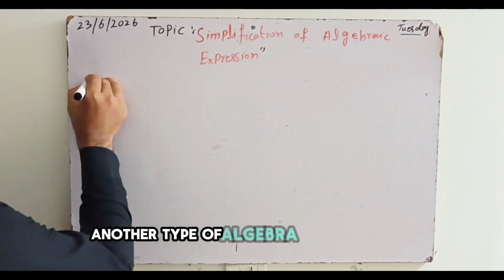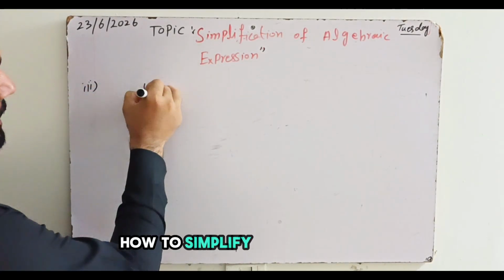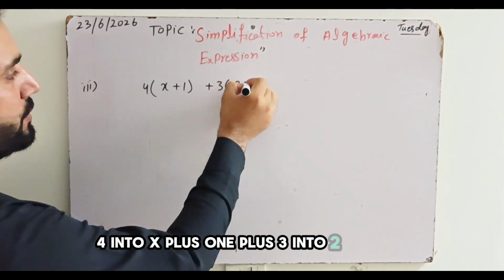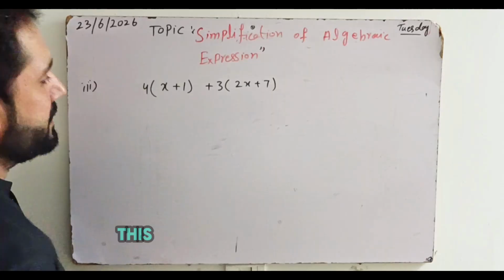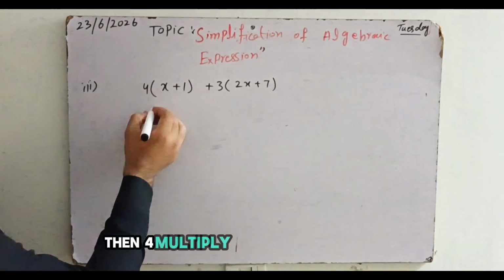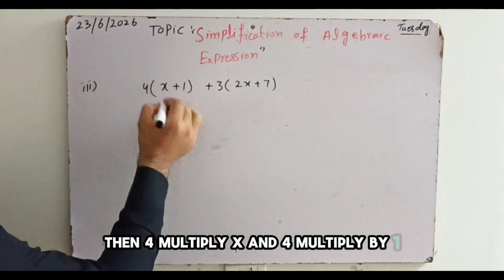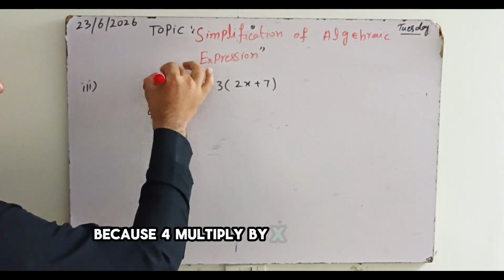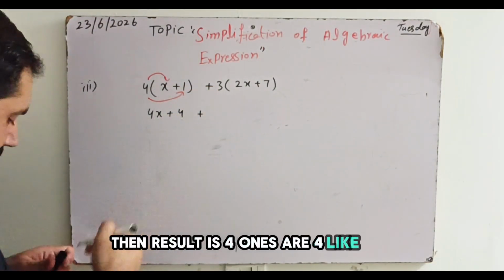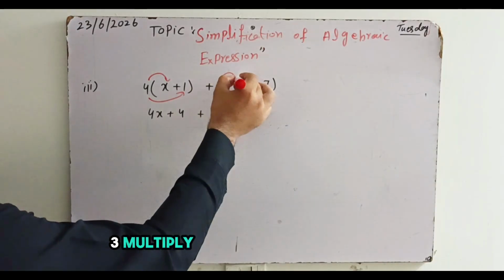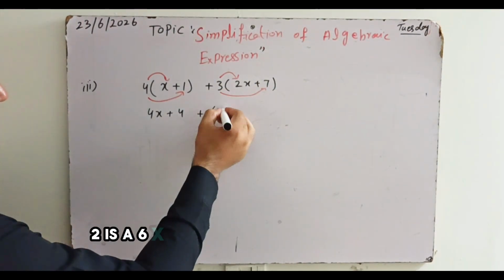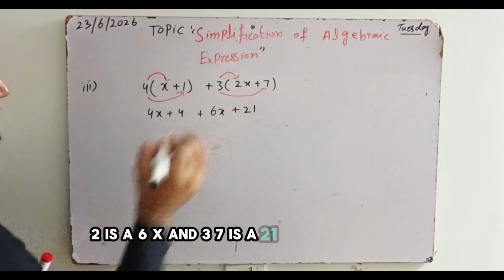Another type of algebraic expression to solve, how to simplify. For example, 4 into x plus 1, plus 3 into 2x plus 7. This is another form of algebraic expression, and we have to simplify it. Then 4 multiplied by x and 4 multiplied by 1. The result is 4x and 4 ones are 4. Like this, 3 multiplied by 2x and 3 multiplied by 7. Then 3 2s are 6x and 3 7s are 21.